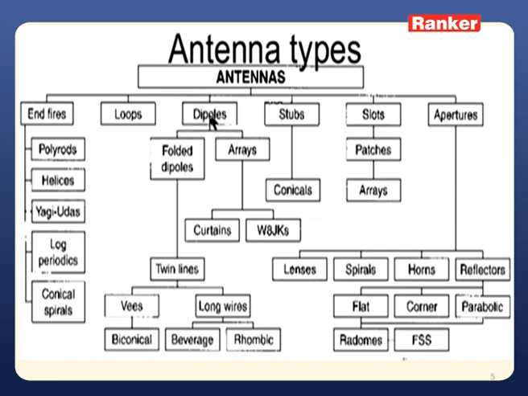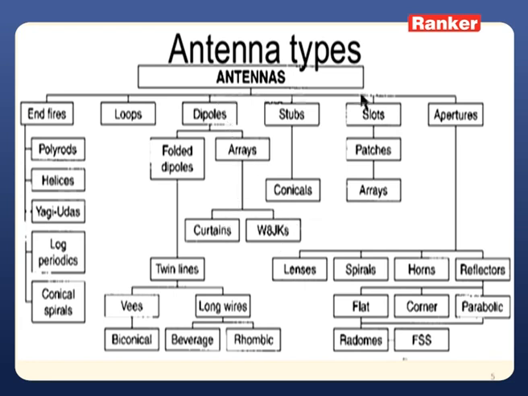The name dipole itself indicates that two poles will be there. Under dipole we have the folded dipole. This folded dipole is the major element in our Yagi-Uda array. The name itself indicates that a dipole will be folded. Under this folded dipole we have twin lines, V's, biconical, long wire antennas, waveguides and rhombic antennas. All this comes into the dipole category, and from the dipoles we can also make some arrays. Using these arrays we get more directivity and more gain, and these arrays are curtain arrays and W8JK arrays. These are a subcategory of the arrays.